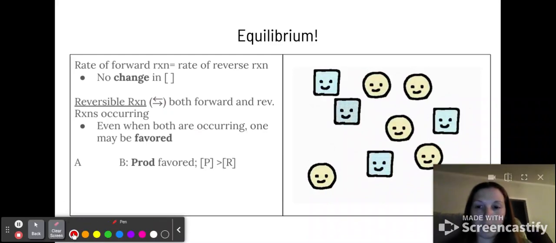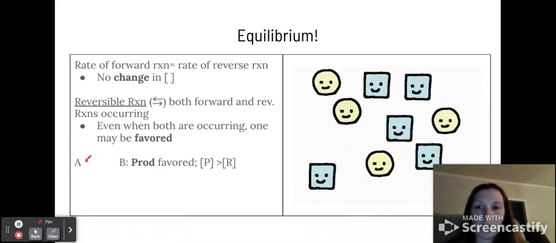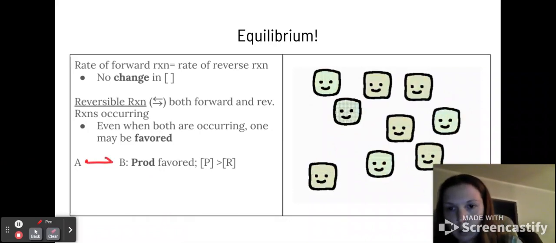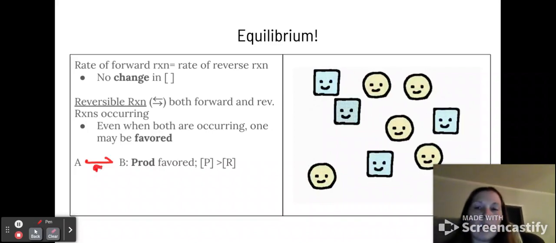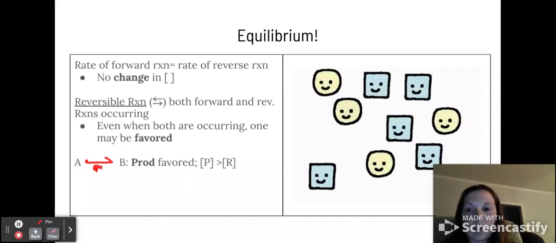So if we are looking at one where the product side is favored, then you are going to have a much bigger arrow pointing towards the product side, because the concentration of products would be bigger than the concentration of reactants.